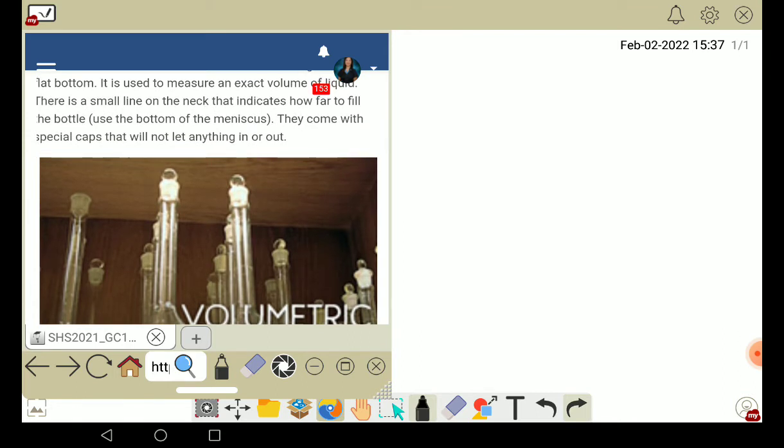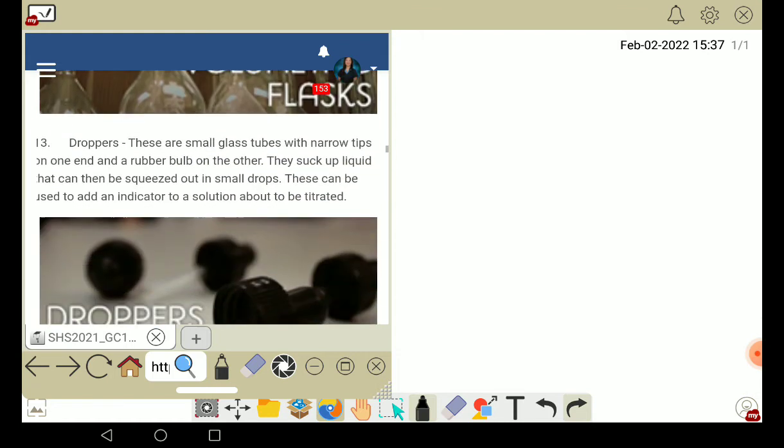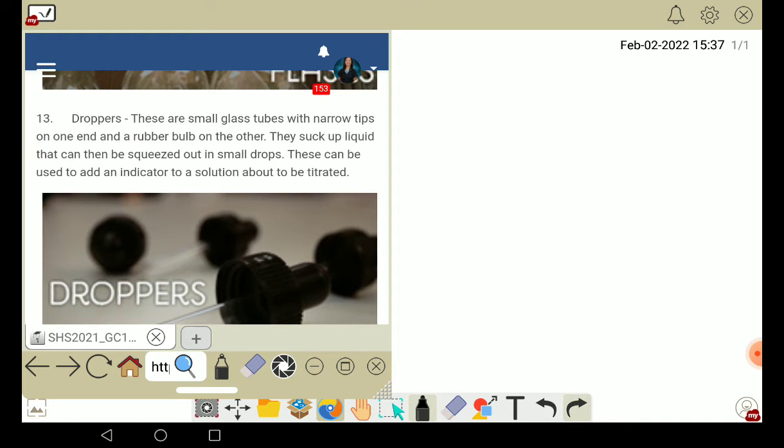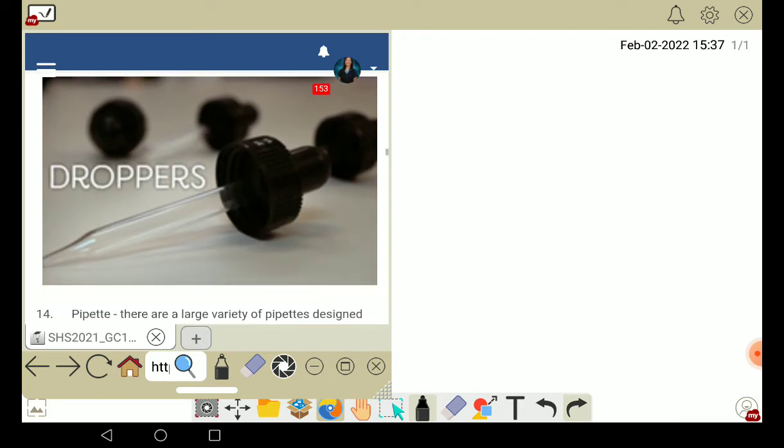Okay, so 13 is the droppers. These are small glass tubes with narrow tips on one end and a rubber bulb on the other. They suck up liquid that can then be squeezed out in small amounts. This can be used to add an indicator to a solution about to be titrated. These are commonly seen in medicine for babies.